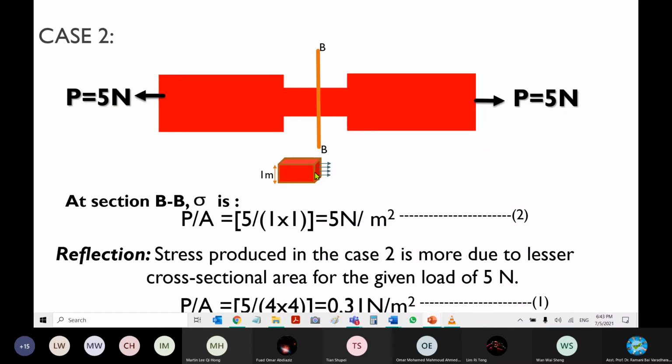See here the cross section, the cutting section at BB, having cross section 1 by 1 instead of 4 by 4. Now calculate the stress at this cross section. Force over area, the same force over area 1 by 1, ends up with 5 Newton per meter square. Do you understand this? On the other hand, in case 1 where the cross section is 4 by 4, you end up with 0.31.